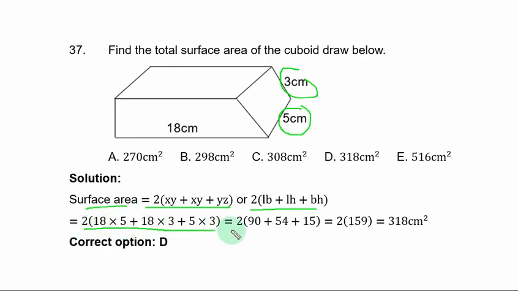That simplifies to this, and you have 318 square centimeters. The correct option is D.